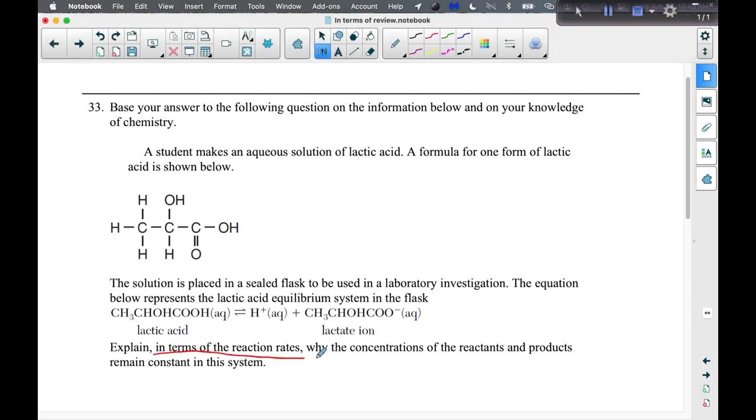In terms of reaction rates, why they remain constant, here it says that it is in equilibrium. In terms of reaction rates, it would be because reaction rates are equal. Remember the definition of equilibrium: equal rates, constant concentrations.